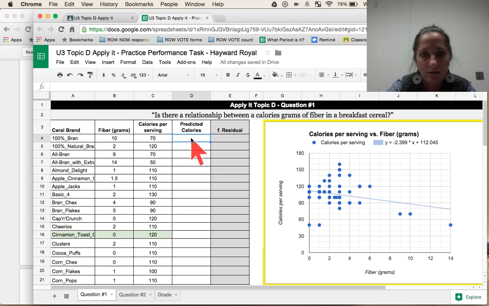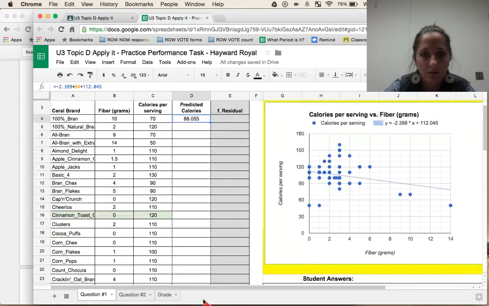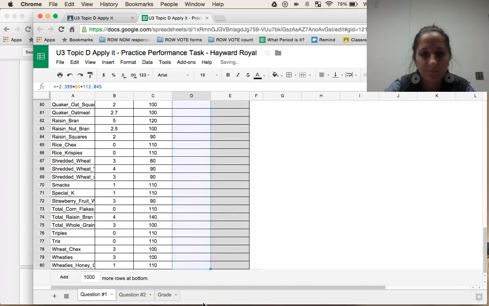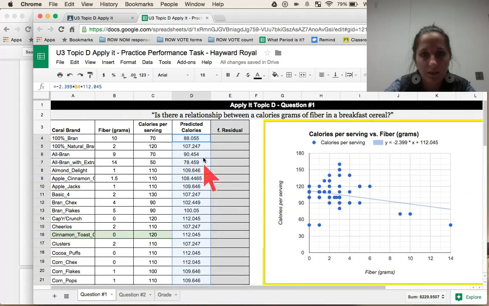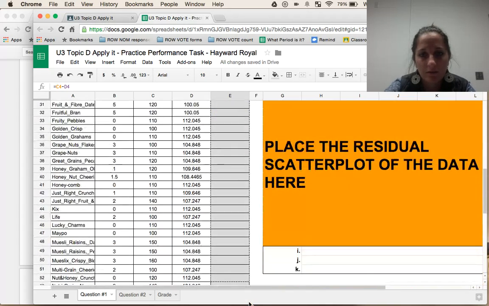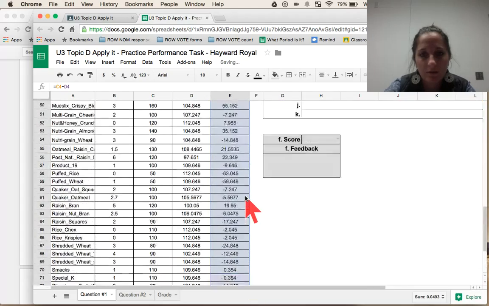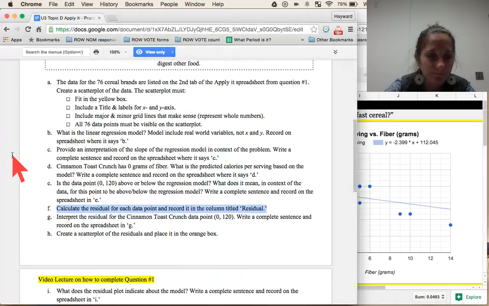So in this cell, this is going to equal negative 2.399 times the grams of fiber plus 112.045. Hit enter. Then I get to drag this all the way down. So those are all the predicted calories based on the grams of fiber. The residual is equal to the actual minus the predicted. Drag that all the way down. So here we've calculated all the residuals.